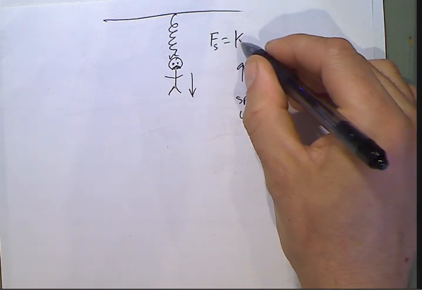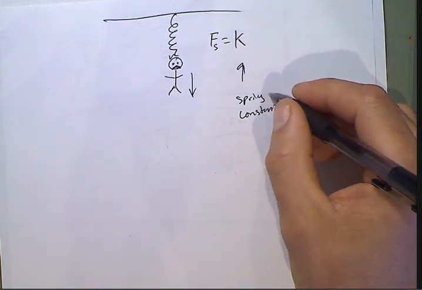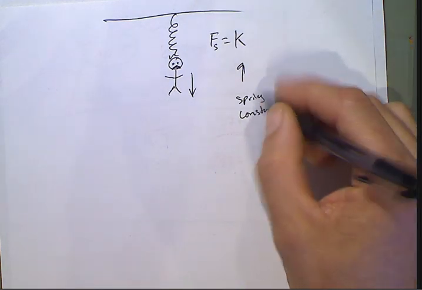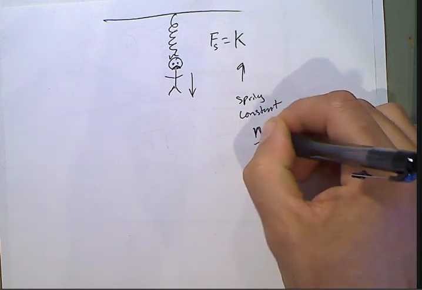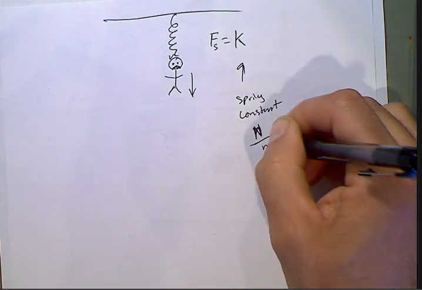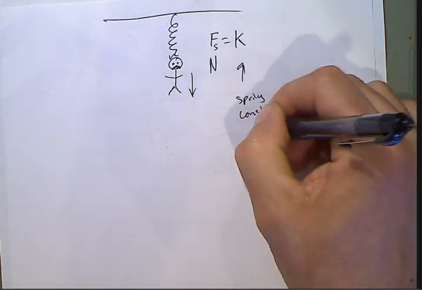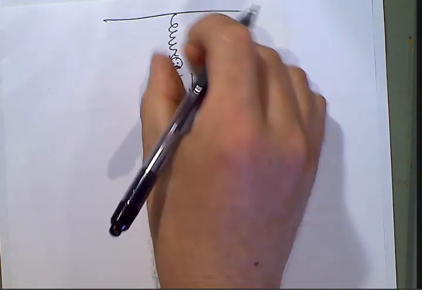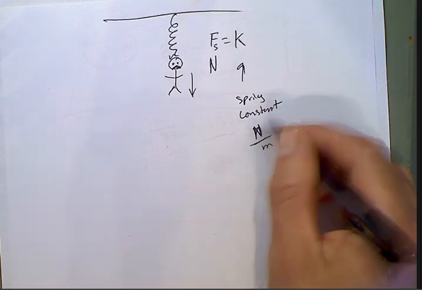So the spring constant is basically how stiff the spring is, and it's going to be in newtons per meter, a big N, newtons, of course, because that's force, the amount of force per meter. So as you pull a spring further, the force goes up. So this is a spring constant.